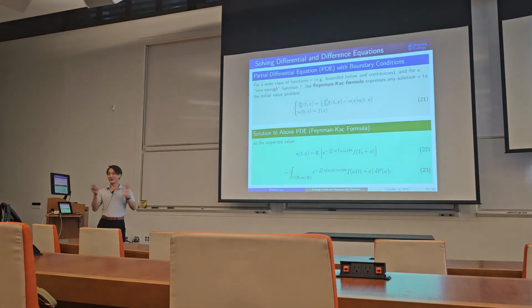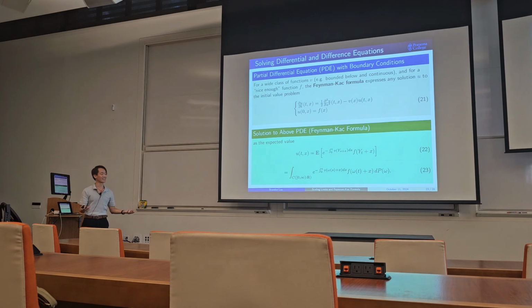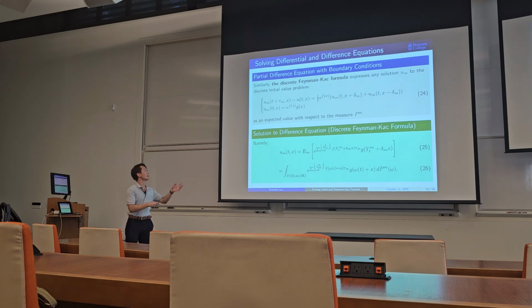Now, this brings us to the Feynman-Kac formula. For a wide class of functions V, and for a nice enough continuous function f, the Feynman-Kac formula can express any solution u of the initial value problem as the expected value of the following. We're going to trace back to this formula real quick, but what's really cool is that, in a similar sense, we have a discrete version of this Feynman-Kac formula that solves any sort of discrete initial value problem, and this is the solution to that partial difference equation.